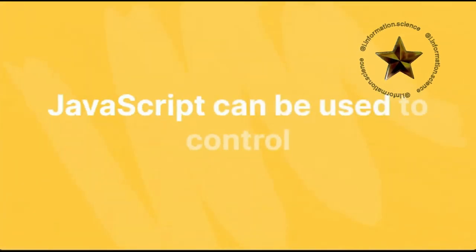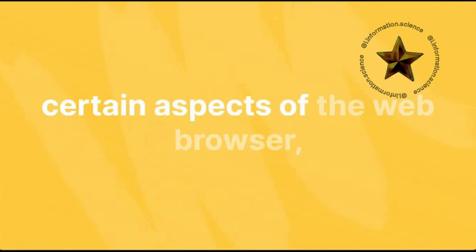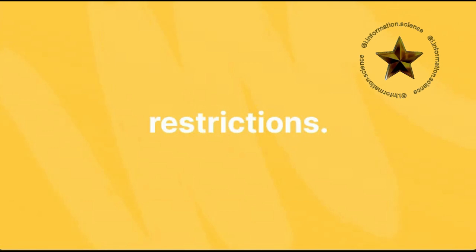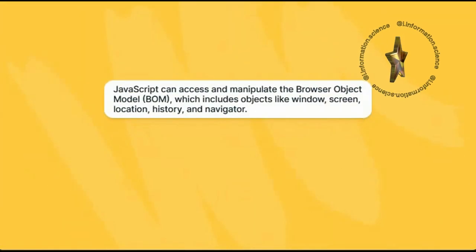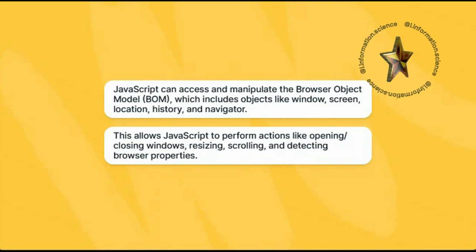JavaScript can be used to control certain aspects of the web browser, but it is limited by security restrictions. Here are the key points. JavaScript can access and manipulate the browser object model, BOM, which includes objects like window, screen, location, history, and navigator. This allows JavaScript to perform actions like opening and closing windows, resizing, scrolling, and detecting browser properties.